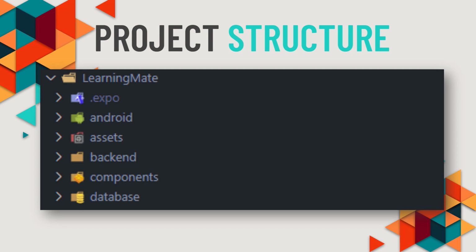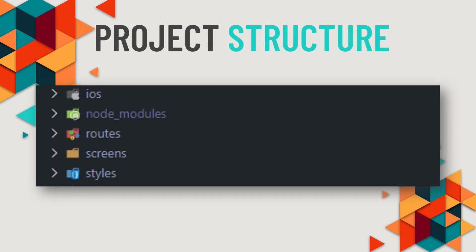Note that some folders are initialized automatically and will not be covered in detail. The first custom folder is Assets, which contains icons and images used. Backend is for API server. Components is for different reusable UI components. Database is for file-based configuration. Routes contains the custom written navigation part between screens. Screens contains all different pages that the user can view, and styles, which contains all style sheets used.